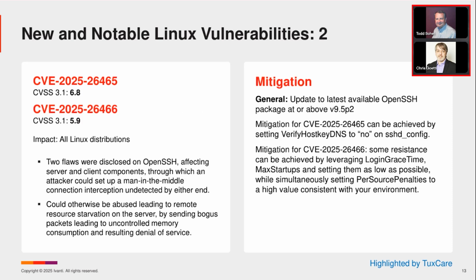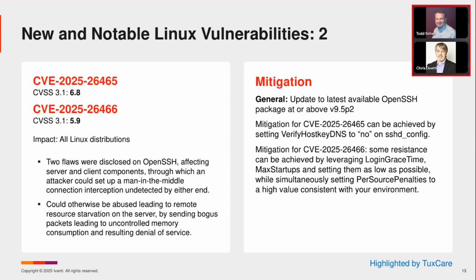The next two are vulnerabilities that affect all Linux distributions. There are flaws in OpenSSH. So check into these here and make sure that there are some mitigation options for one of them. Changing a configuration to no in your SSHD config can mitigate 2025-26465.